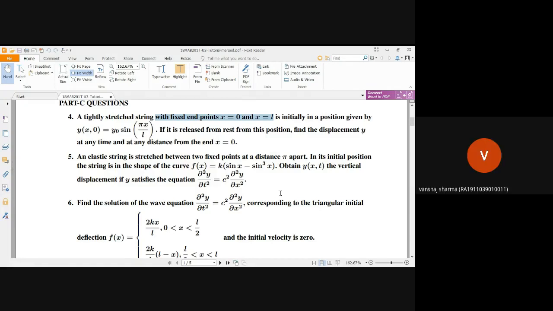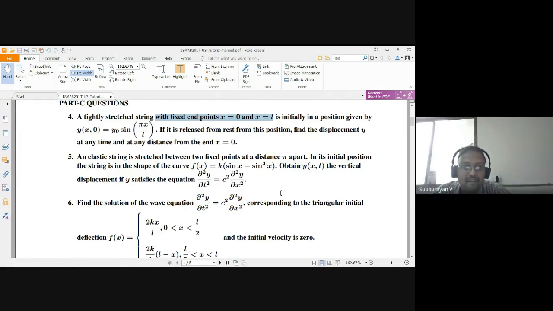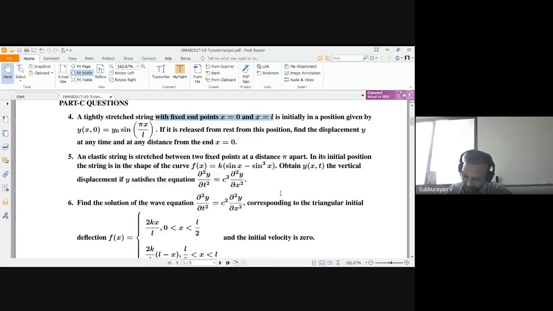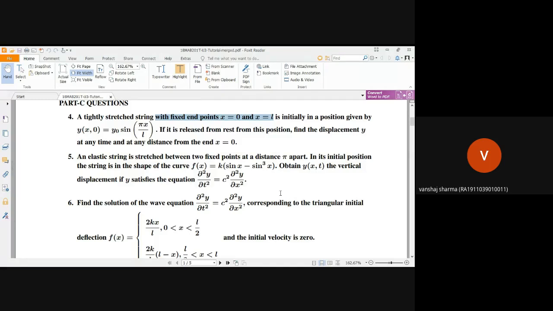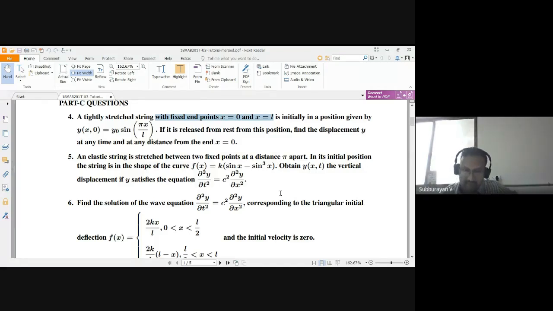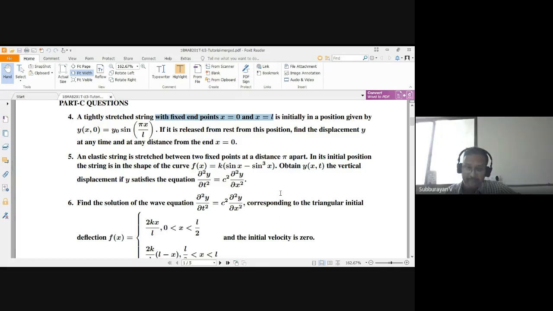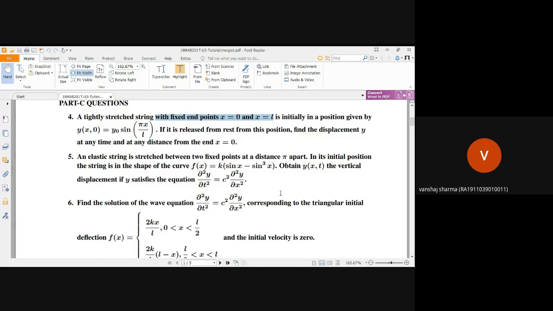And the third one, f(x) is equal to k... Initially the string is in the shape of a curve. I think this should be the fourth condition. The third condition is the velocity: dou y by dou t, that is y_t of x comma 0, which is equal to 0. Here, initially the position is given by f(x) equal to k(sin x minus sin cube x).